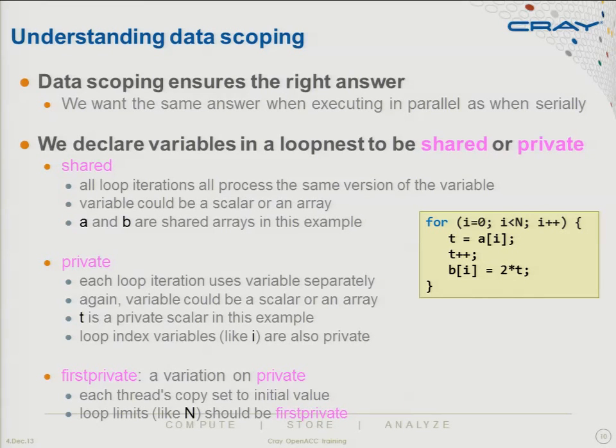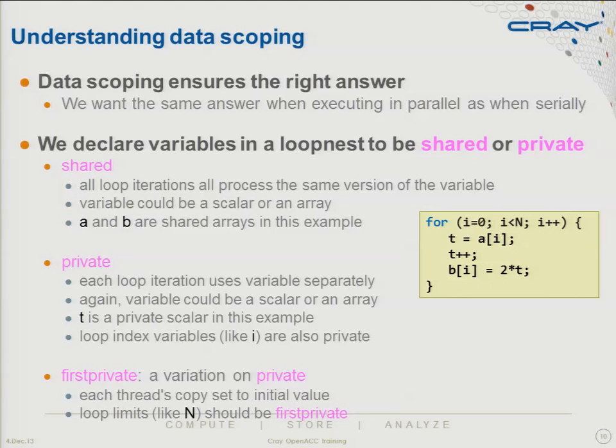That could be a scalar. More typically, it's an array. There's an array, I want to process all the elements of this array. Each thread is going to do a bit of this work, but they're all operating on the same array. So that's a shared variable. Now, if you've done OpenMP, this is all very old hat. If you've not, that's why I'm mentioning it. So in this example here, where I've got a loop nest, these arrays, A and B, are shared.